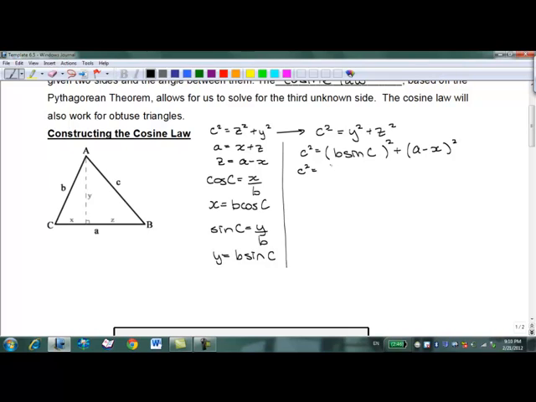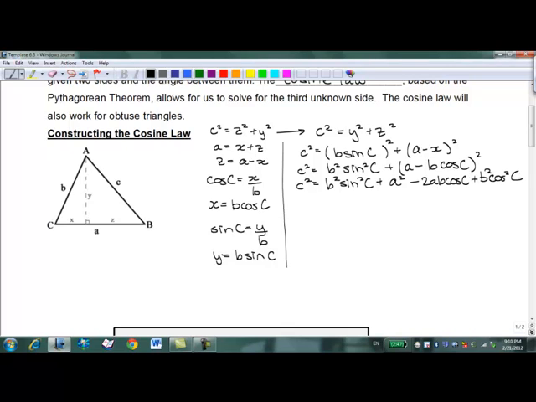Let me rewrite this. That's b squared sine squared of capital C, plus a minus, well, you know what? Let's replace x with what it equals. It equals b cos capital C, and it's squared. Looks like we're going to have to FOIL that out. It's going to be a little bit of a hassle. Hopefully you can follow along with me. The firsts would be a squared. The insides would be minus 2ab cos C. And the lasts would be positive b squared cos squared C.